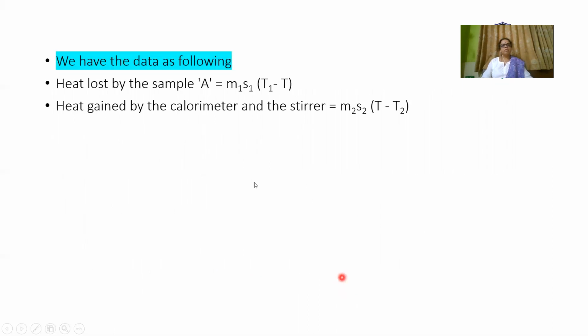Now we have the following data. Heat lost by the sample is M1 into S1 into T1 minus T. Heat gained by the calorimeter and stirrer, means the heat lost by A is gained by calorimeter and stirrer, is M2S2 into T minus T2. Heat gained by the water is M3S3 into T minus T2. In all these, the formula used is heat gain or loss equals mass into specific heat into change in temperature.